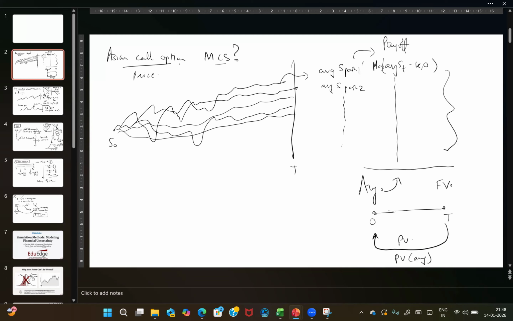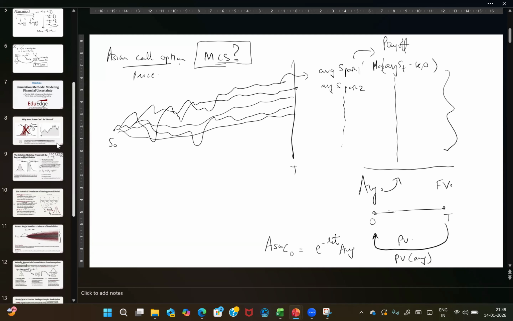So generally, when we take present value, we will use this formula, e to the power minus RT into your average, which is going to give you the value of the call option today. And here we are talking about an Asian call option. So this is a Monte Carlo simulation in practice. Any questions on this approach? Okay. Yes, sir.